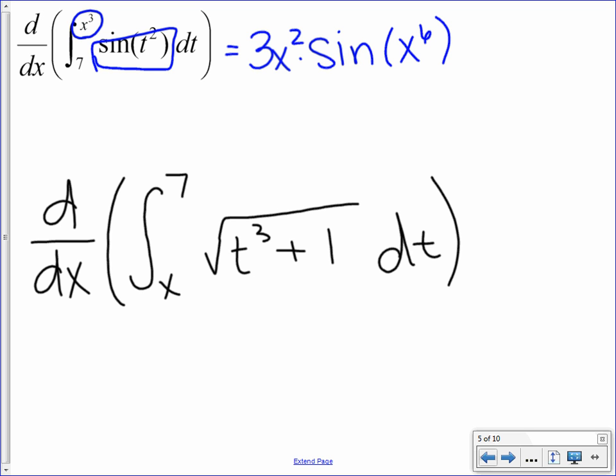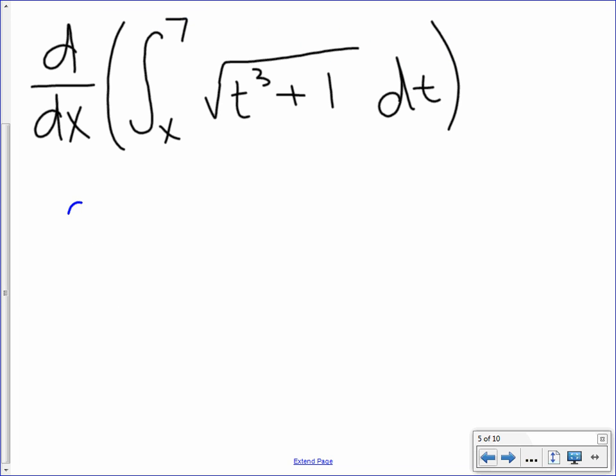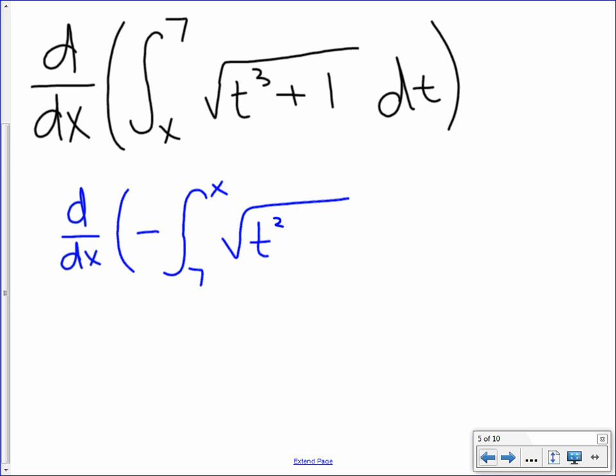So now we plug in 7? Hold on. What is the second fundamental theorem of calculus? What order do our limits of integration need to be? Oh, so it's going to be negative. Okay. So what we have to do is we need to rewrite this as negative integral of constant to x. So then, derivative of the antiderivative, negative radical x cubed plus 1.